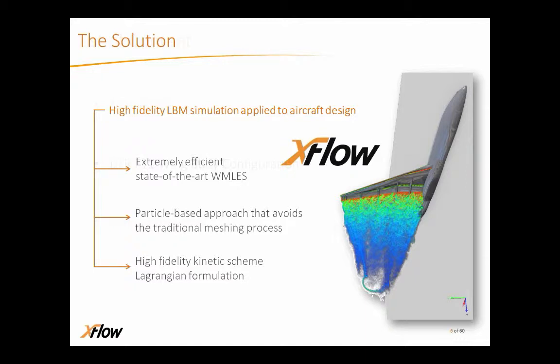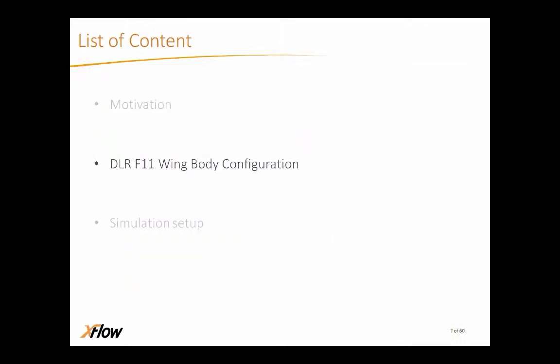And what's the solution we're proposing? Well, XFlow. It's a lattice Boltzmann code, and basically it's an extremely efficient way of doing large eddy simulation. We are not using Reynolds-averaged Navier-Stokes equations. We are solving the Boltzmann equation. It's a particle-based approach, so we don't need a traditional meshing process. We skip the pre-processing completely. The solution is not dependent on the mesh anymore, nor on the expertise of the user in generating the mesh. It's also a really high-fidelity Lagrangian formulation. It's inherently transient, it gives really accurate results, and it's a really efficient way of doing large eddy simulation.